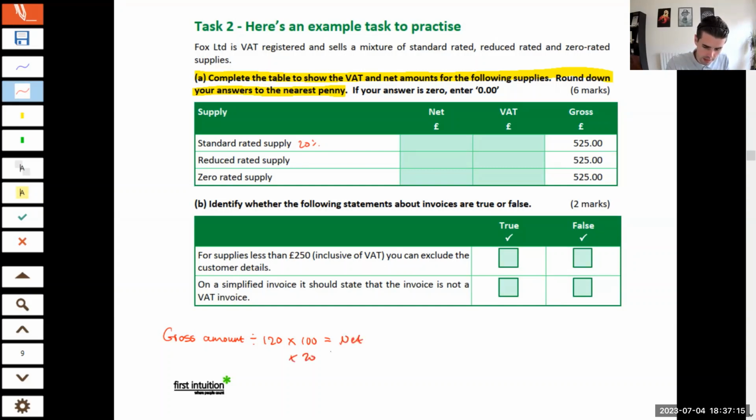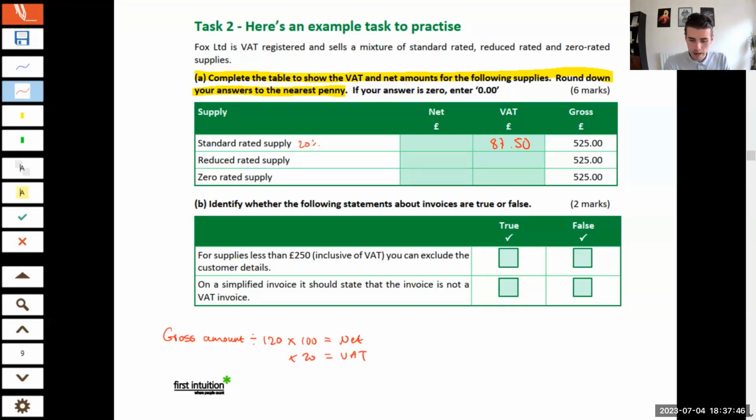You can times by 20, and obviously for the first one, where it's the standard rate, it'll give me the VAT. But again, if I've got one figure, I can work out the other, can't I? Okay. So as I'm looking at that, 525 divided by that 120, again, times by 100, times by 20. We'll do the VAT one. Times by 20 gives me a total, well done guys, of 87.50.